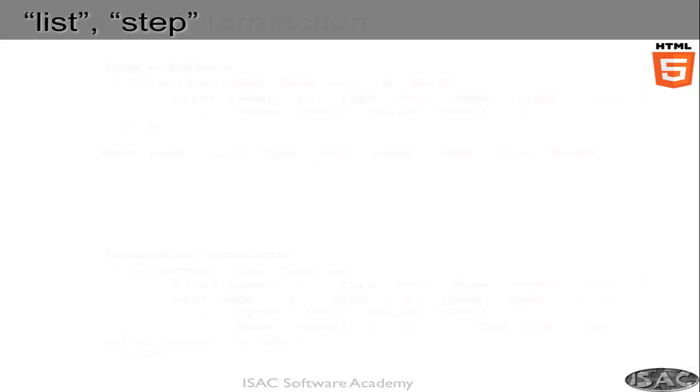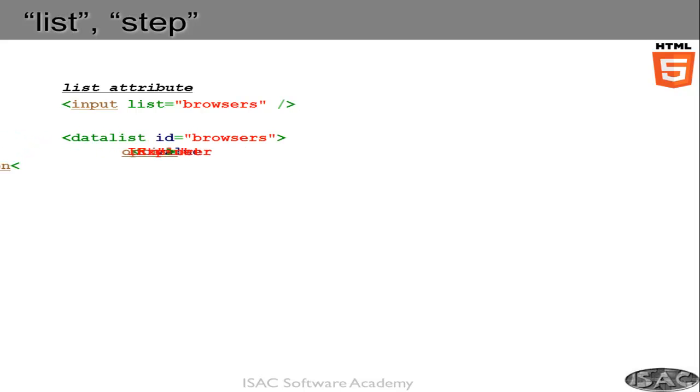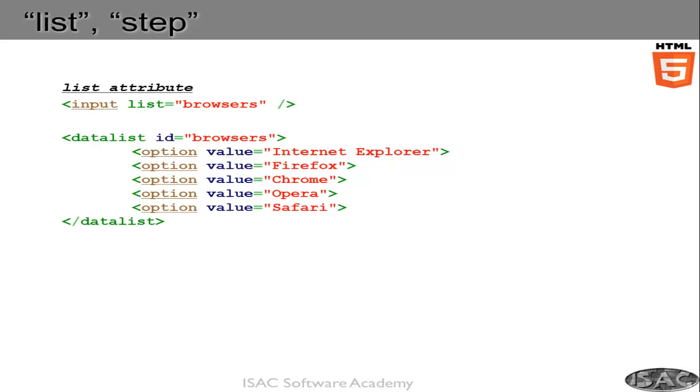Now let us see what the list and step attributes are. How do you use the list attribute in HTML5, and how do you use the step attribute in HTML5? Here you say input list equals browser. It is like declaring a list variable. And you can put all the things in a datalist with ID equals browser. So inside the form, when I put list equals browsers, that form will have all of these options. I can have two different forms and each can be done the same way.